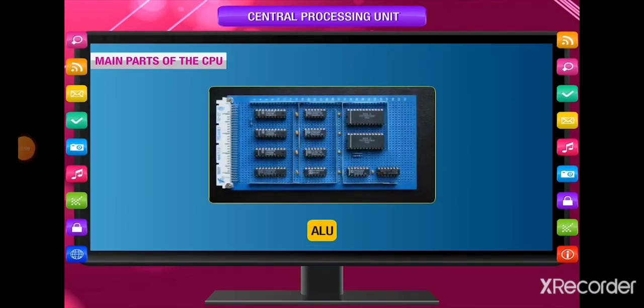ALU. All the calculations in a computer are done by the ALU. It performs arithmetic calculations like addition, subtraction, multiplication and division. It also performs logical operations like finding the greater number, smaller number, etc. In this way it works.